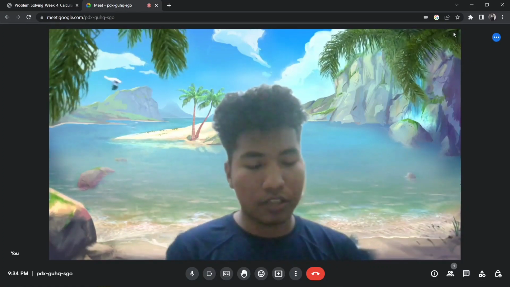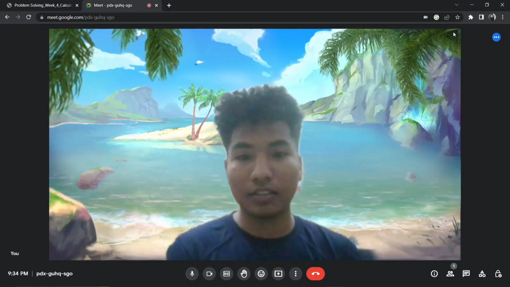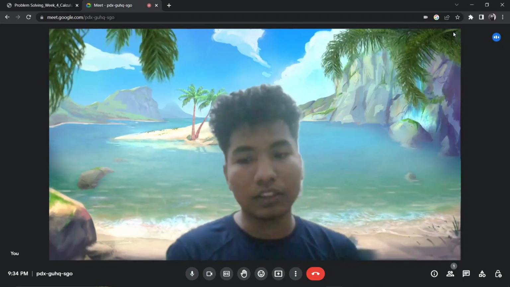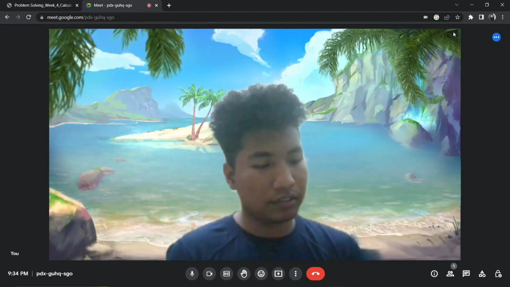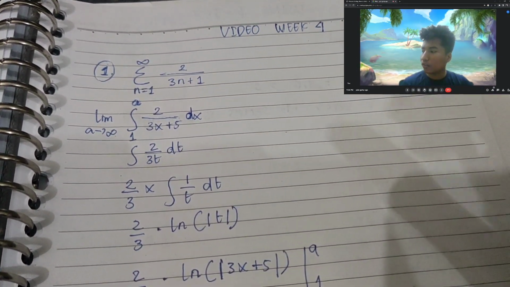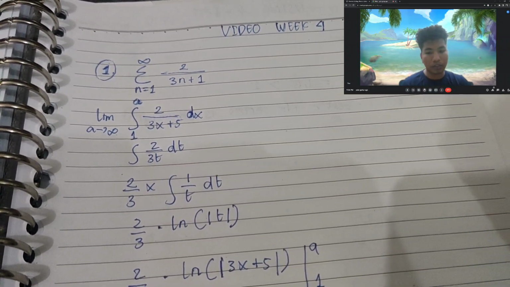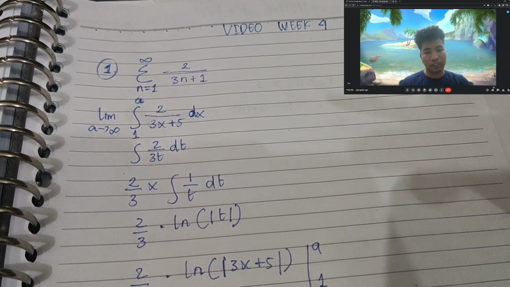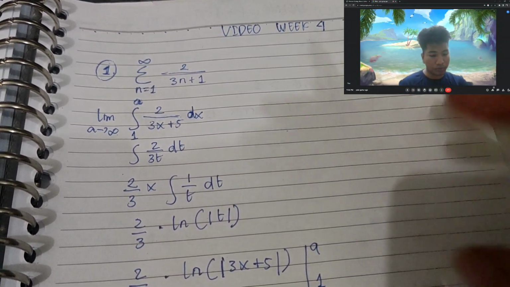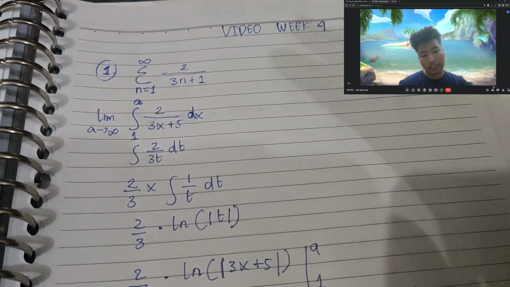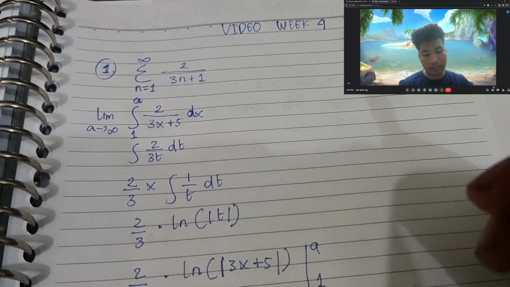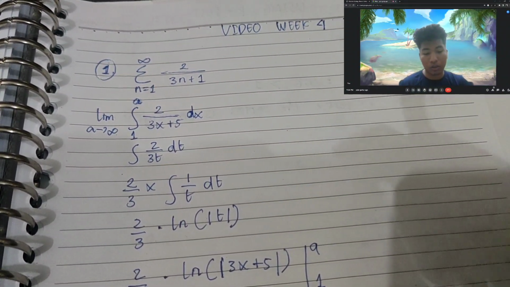So on this occasion, I want to explain the video on week 4, which is about the convergence test in the series. Here I already chose four even-numbered problems from the problem solving of week 4. I chose one for each method of proof. First is the integral test, to determine whether the series is convergent or divergent.